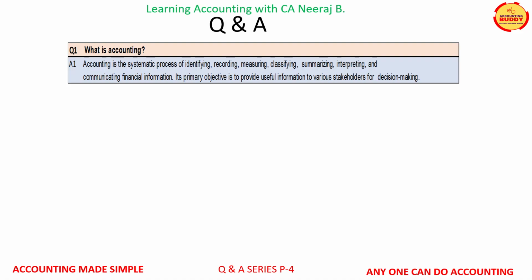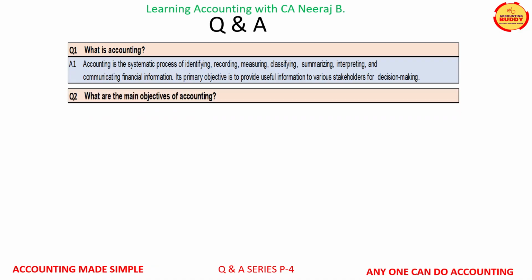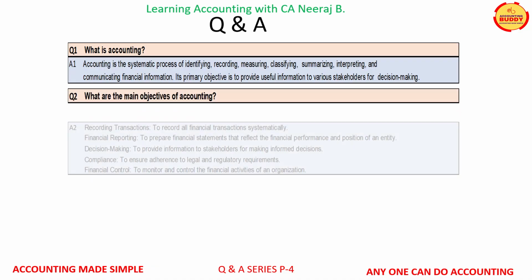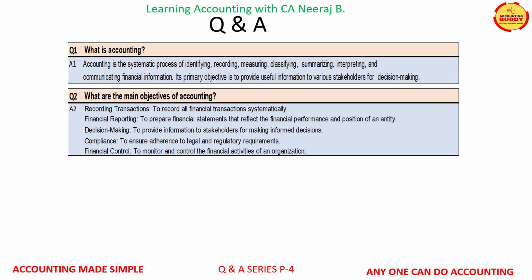Accounting is the systematic process of identifying, recording, measuring, classifying, summarizing, interpreting, and communicating financial information. Its primary objective is to provide useful information to various stakeholders for decision making. Question number 2. What are the main objectives of accounting? Recording transactions, financial reporting, decision making, compliance, and financial control are the main objectives of accounting.